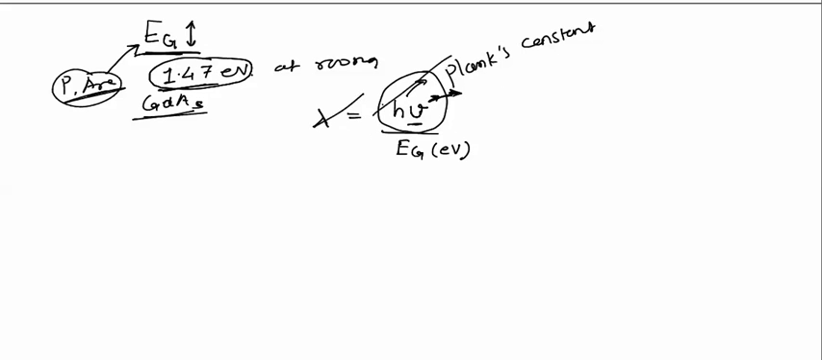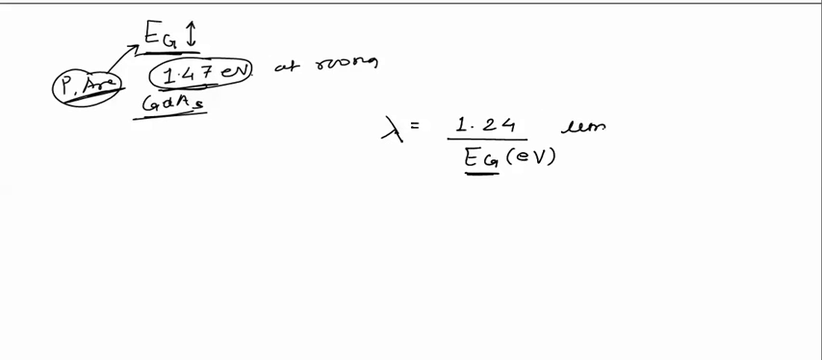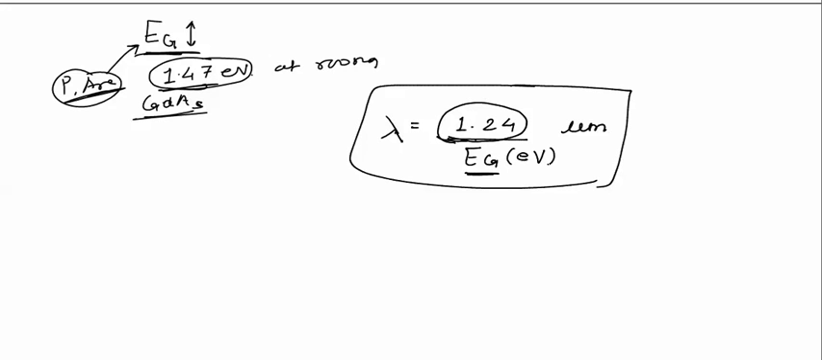Sorry, I made a mistake. The wavelength of emitted light, we can directly write the equation as: the wavelength of emitted light is given by 1.24 divided by the forbidden energy band gap of the diode semiconductor material. This energy gap will be in electron volts and this wavelength will be in micrometers. In this equation, the Planck's constant and frequency values are put and calculated, and this is the final expression we can use for solving the problems.